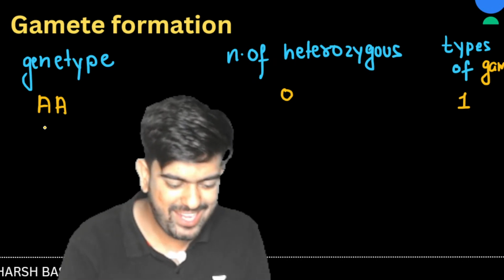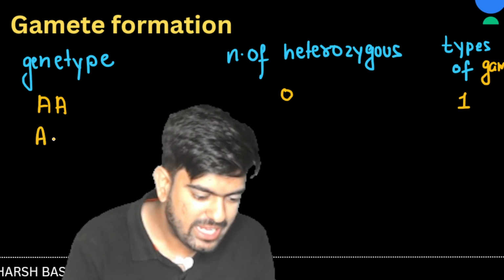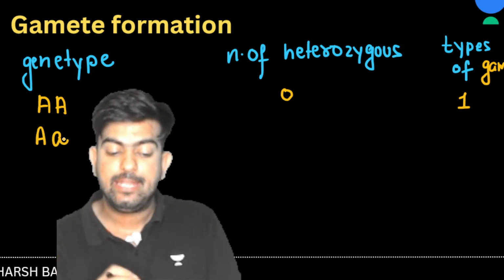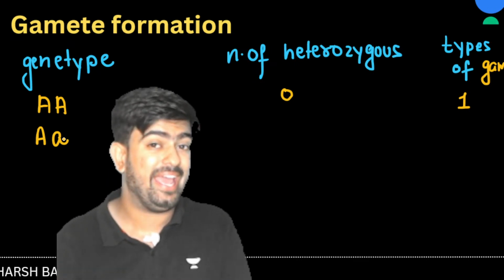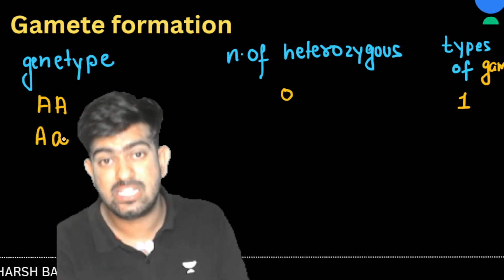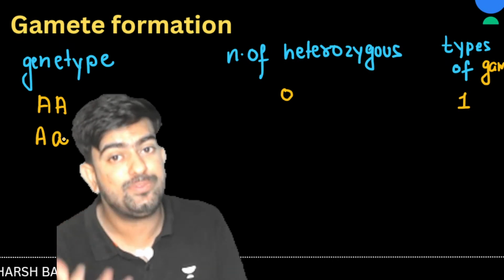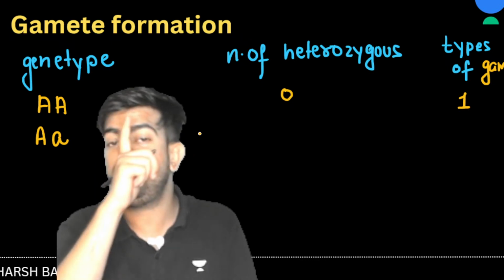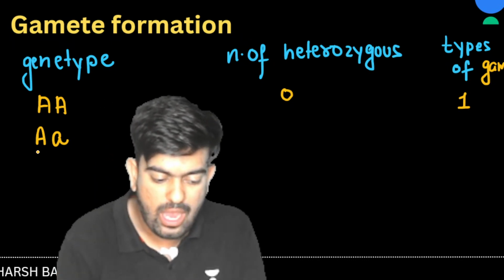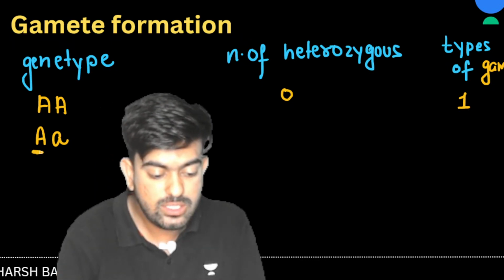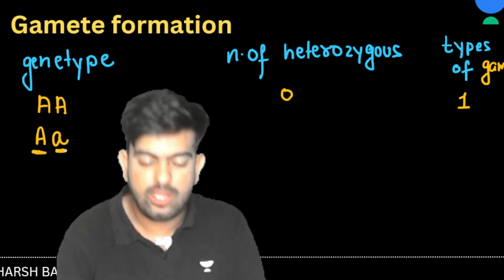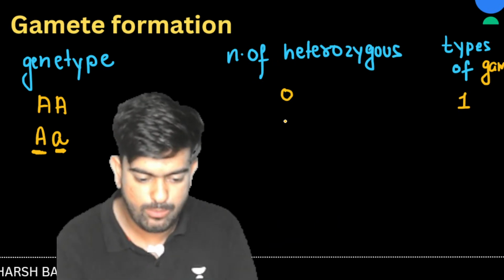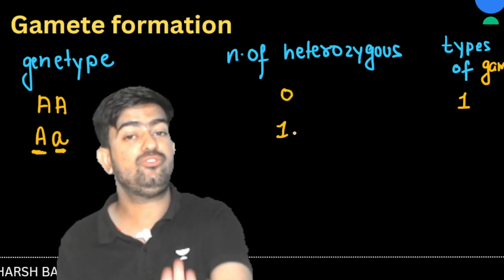Let's study. Next is the capital A and small a. If I ask you to make the gametes, how many types of gametes are here? You are going to find the number of heterozygous pairs first. See, this is capital A and this is small a, so this pair is the heterozygous pair. Both alleles are different. So I write that I have one heterozygous pair.